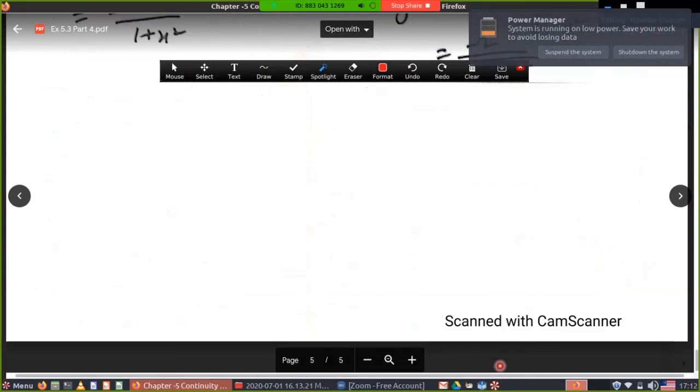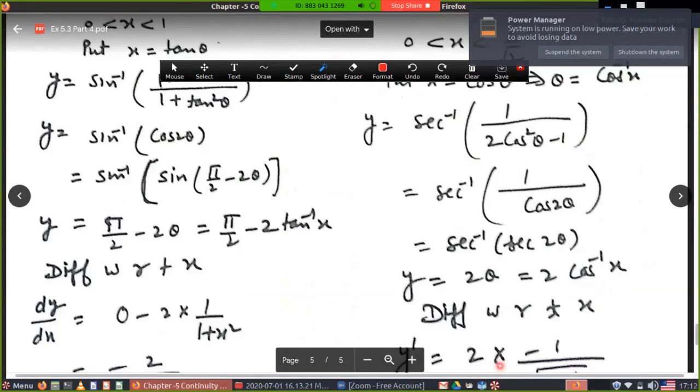Now you can do exercise 5.3. Both types of questions, derivative of inverse and derivative of the implicit functions, are there. I've discussed almost all questions. Now you have to try these left out questions.